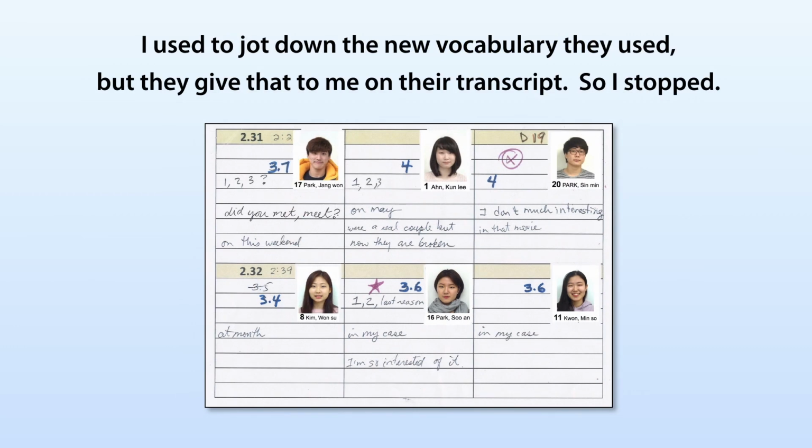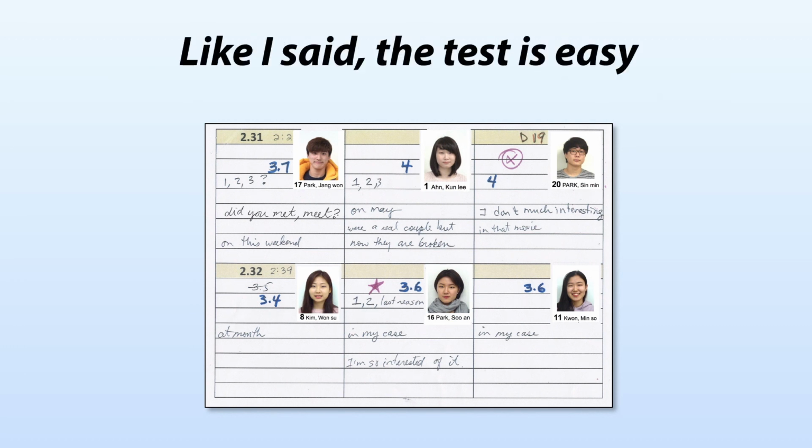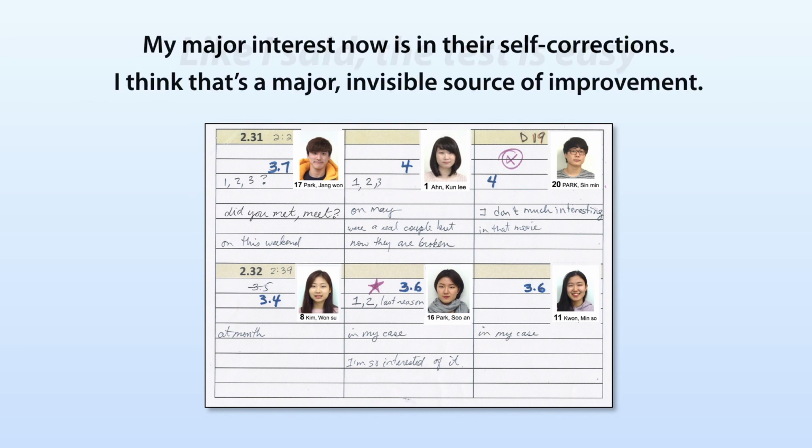I used to jot down the new vocabulary they used, but they give that to me on their transcript, so I stopped. I used to jot down their major mistakes, but they give that to me on their transcript, so I stopped. Like I said, the test is easy. My major interest now is in their self-corrections. I think that's a major and visible source of improvement.